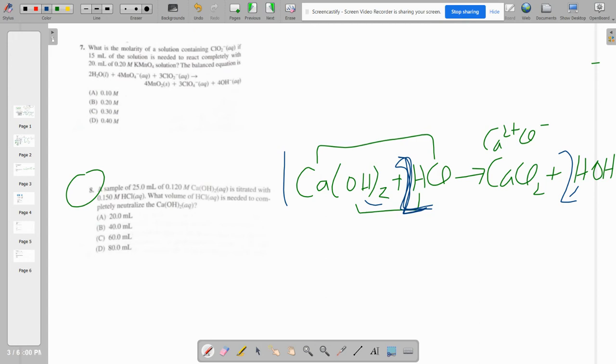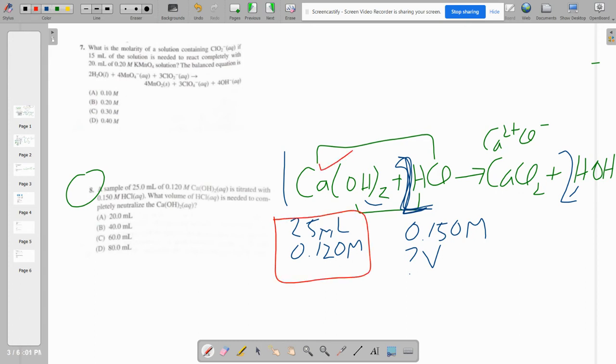All right, now this problem's pretty easy, okay? So it says you got a 25 mil sample, okay, of 0.120 molar calcium hydroxide is titrated with a 0.15 molar HCl solution. What volume of HCl is needed to completely neutralize the calcium hydroxide? Okay, so that's kind of what we're looking at. All right, pretty straightforward. So I'm going to go ahead and start this one up here. So again, I got my molarity and my volume of my known. Okay, and then I'm going to get the moles and then use the mole ratio to get to the moles of what I'm interested in, and then I can come back and solve for that volume. All right, let's do it.